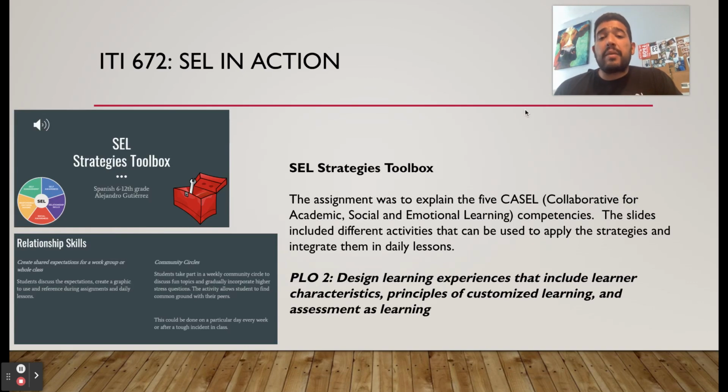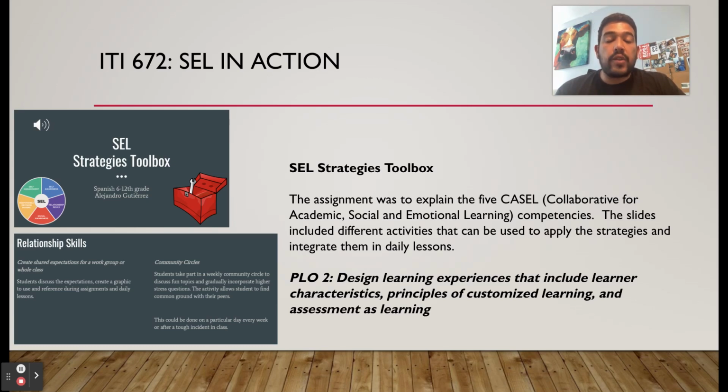I chose another one from the same class. The SEL strategies box. This one helps me a lot because we were to create slides with an audio, and we were going to present this to the class. But we were to really dive into what the 5 SEL components were, the competencies were, based on the CASEL, like I said before. So it's Collaborative for Academic, Social, and Emotional Learning.